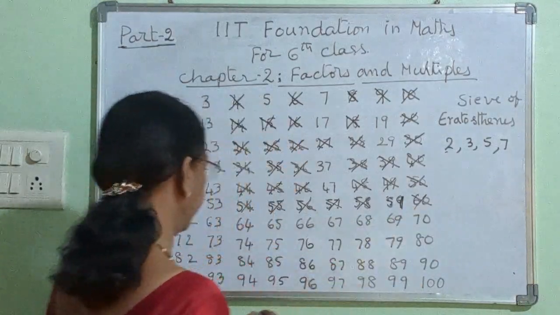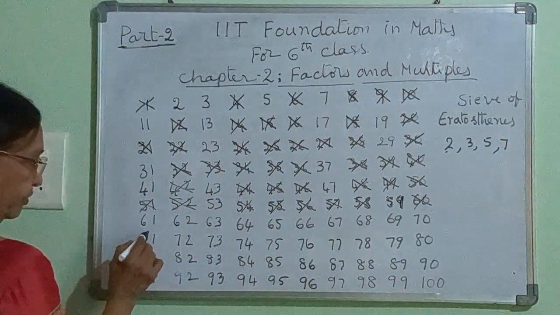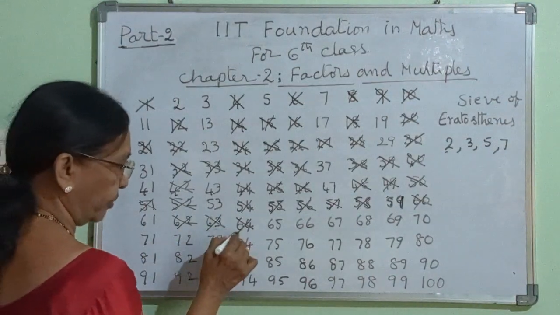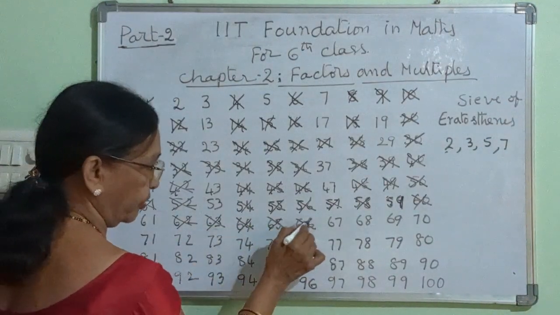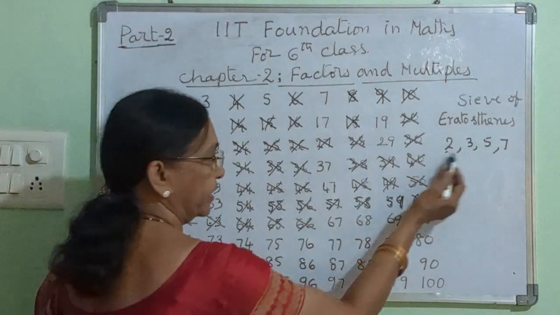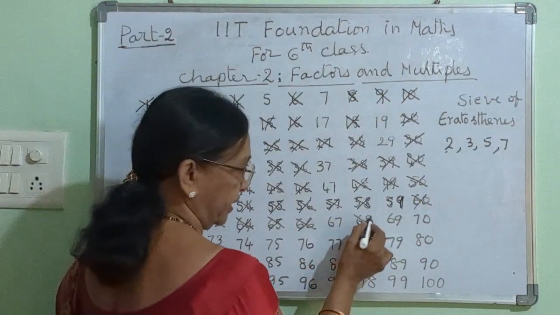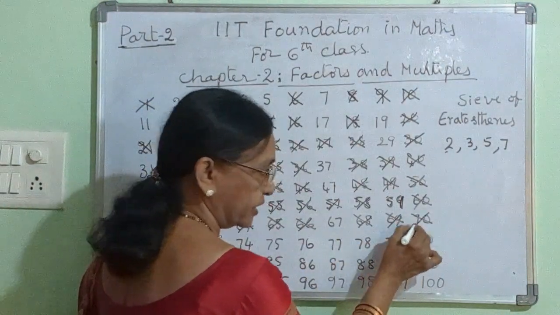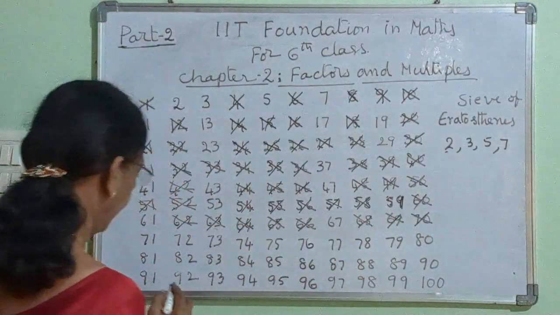60 is divisible by 2. 61 is not divisible. 62 is divisible by 2. 63 is divisible by 3, 64 divisible by 2, 65 divisible by 5, 66 divisible by 3, and 67 is not divisible by any of these numbers. 68 divisible by 2, 69 divisible by 3, 70 divisible by 2.